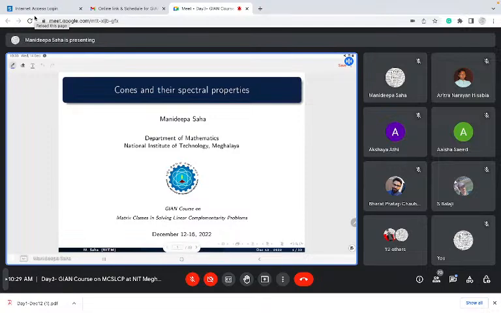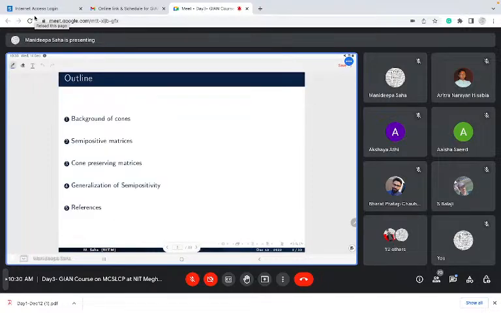Okay, so let's start. As you know, today, at least in today's first lecture, I'm going to talk on cones and their spectral properties. Especially I'll talk about the cone that is related with the semi-positive matrices.